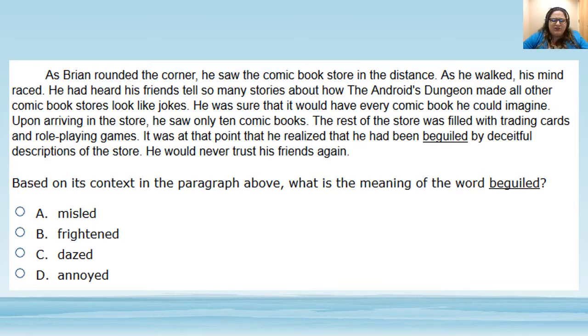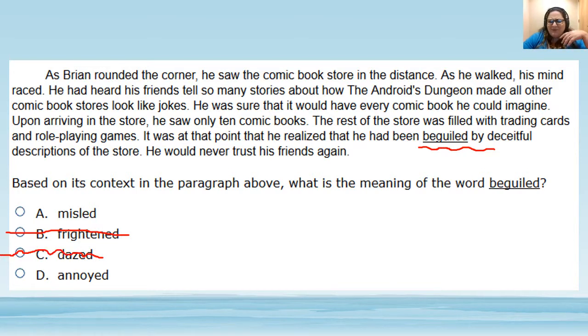So we're trying to determine the meaning of the word beguiled. Beguiled. Misled, frightened, dazed, or annoyed. He doesn't seem frightened. He has been frightened by deceitful descriptions? No, that doesn't make sense. Dazed. He doesn't seem very dazed here. He's pretty zoned in on what's going on.